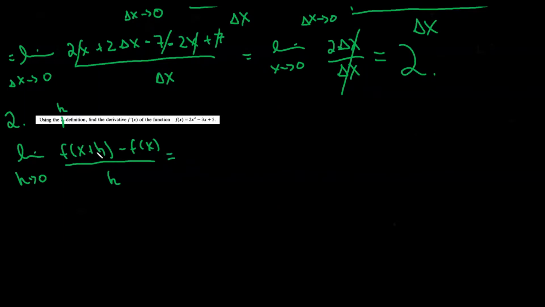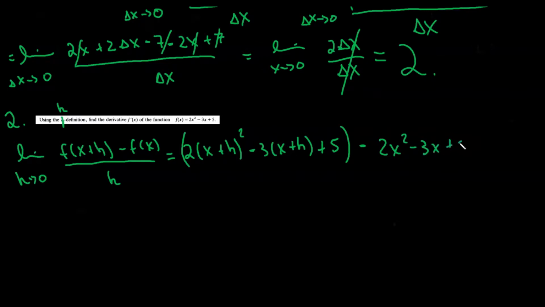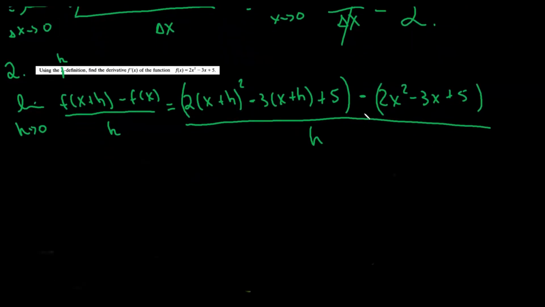So every time I have an x, I plug in x plus h, so I'll have 2 times x plus h squared minus 3 times x plus h plus 5, all that in brackets, minus our original function, 2x squared minus 3x plus 5, all over h itself. Now if I go ahead and multiply all this out, x plus h squared we'll have to FOIL, so we get x squared plus 2xh plus h squared.